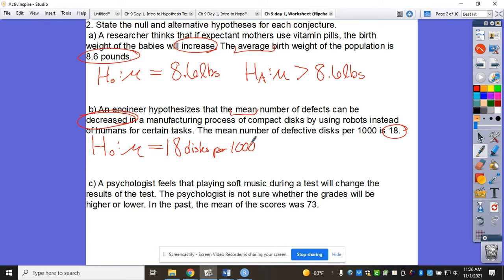But depending on how you defined it in the problem, you could have defined it as number per 1,000 and written it as 18 discs. My alternative hypothesis here would be what instead? Less than, because decreased.